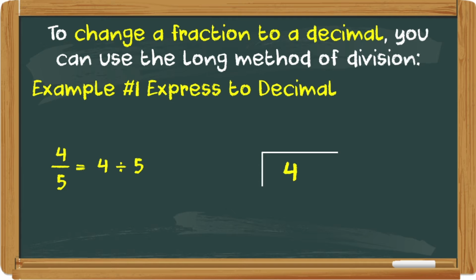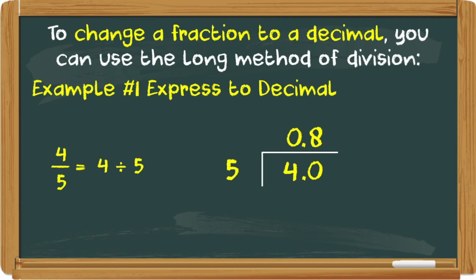4, which is the dividend, is placed inside, and 5, which is the divisor, is placed outside. And since we cannot divide 4 directly by 5, we will place a decimal point together with 0 to the dividend. And since naglagay tayo sa dividend, maglalagay din tayo sa quotient part. We can now divide 40 by 5. So that is 8.